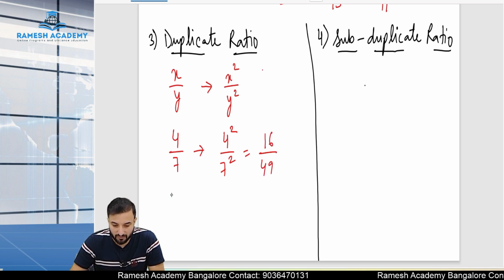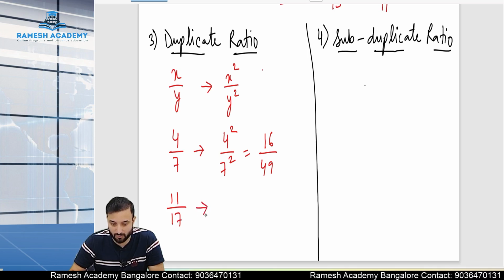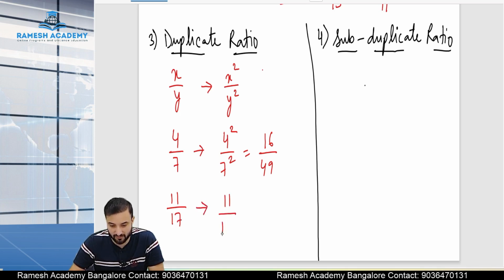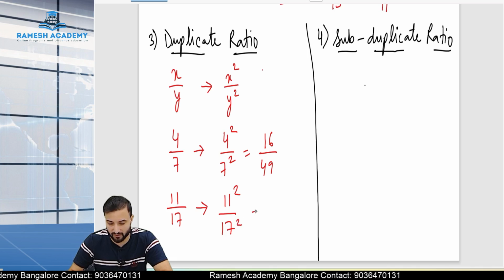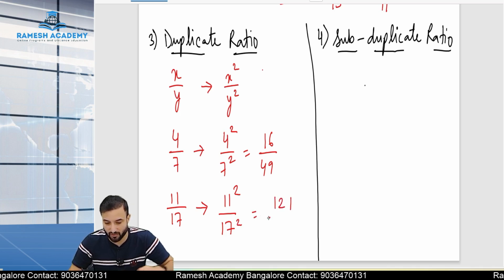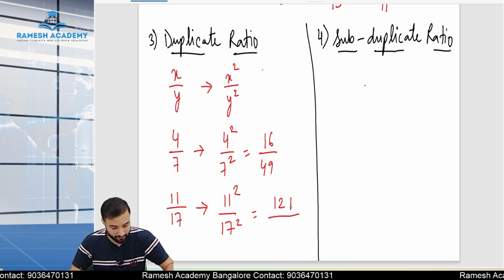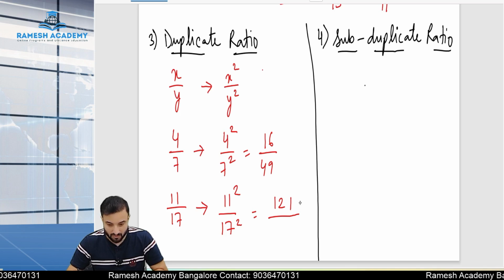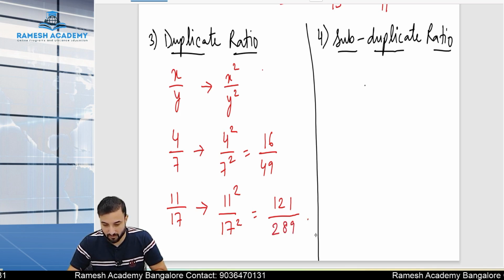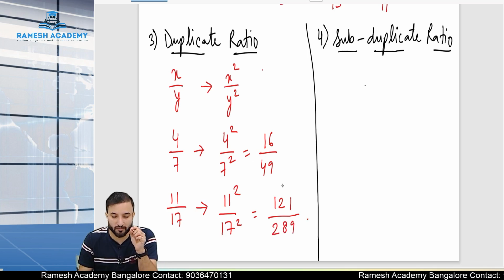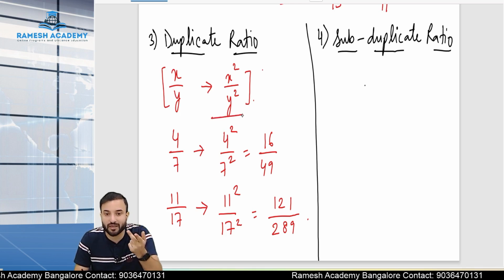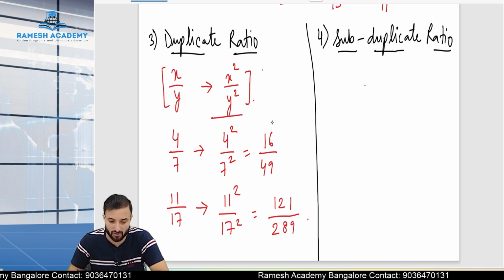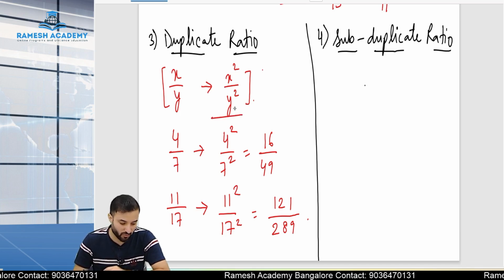Simple. If same any ratio is suppose 11 by 17. So you have to find the duplicate ratio. So what we will do? Yes, we will do the square of that. 11 square by 17 square. So 11 square is 121 divided by 17 square, 289. So duplicate ratio is what? Nothing but whatever the given ratio is there, we are going to do the square of that ratio. That is a duplicate ratio. So x by y means x square by y square.